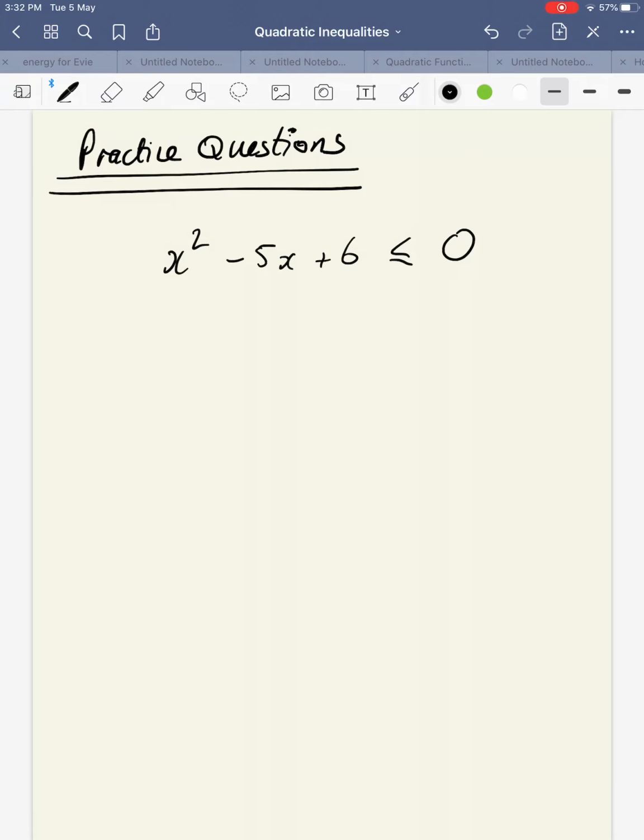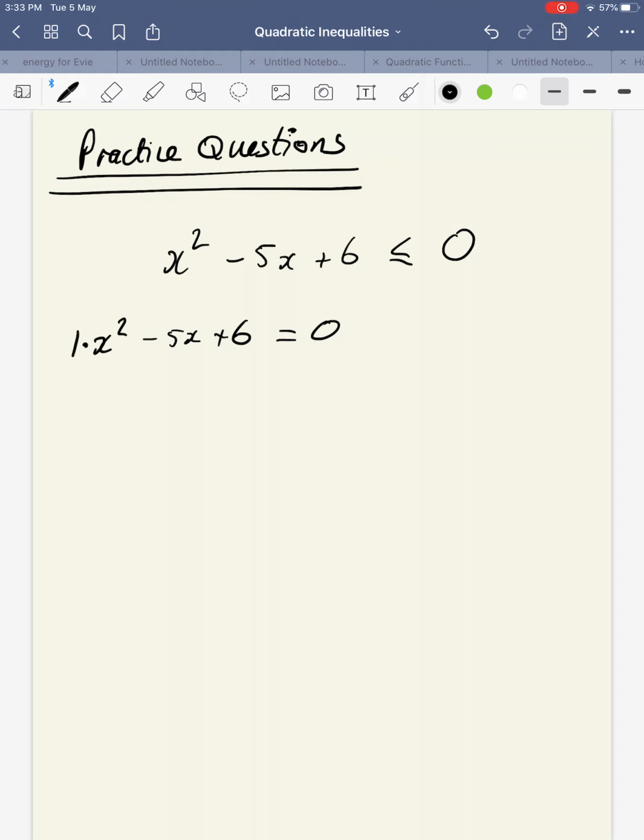Okay, so a little bit of quadratic inequalities just to try and help you along here. Step one was to solve equals 0. So we've got x squared minus 5x plus 6, everything on one side, great, equals 0. Okay, and then for this one we could actually think about splitting the middle term.